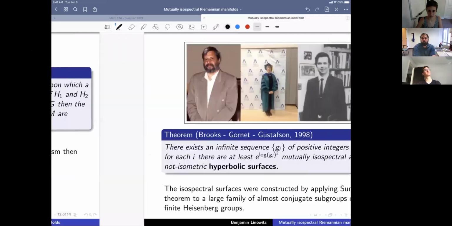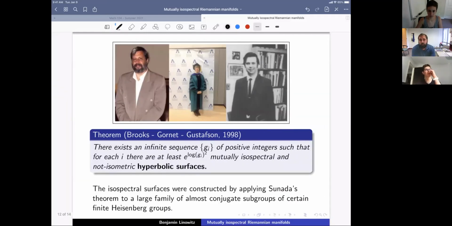And so Brooks, Gornet, and Gustafson, and you have no idea how difficult it was to find that photo of Gustafson, proved the following. There exists an infinite sequence, G sub i, of positive integers such that for each i, there are at least e to the log G squared isospectral, non-isometric hyperbolic surfaces.